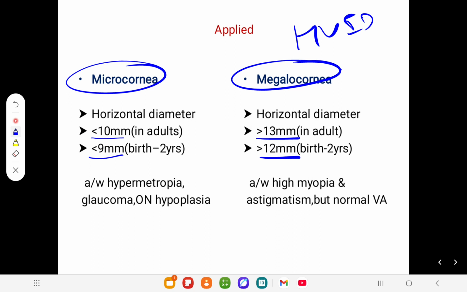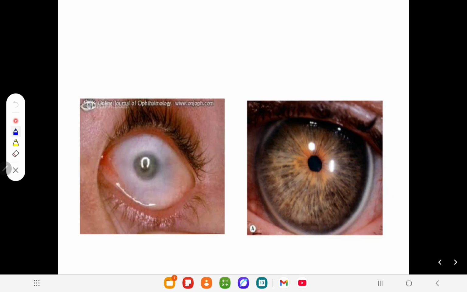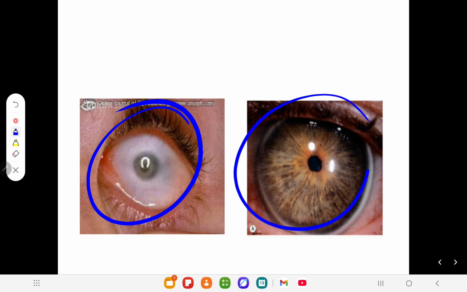In microcornea, hypermetropia, glaucoma, and optic nerve hypoplasia are common associations. In megalocornea, high myopia and astigmatism, but normal visual acuity, are also associated. So this is the picture of microcornea. This is the picture of megalocornea.